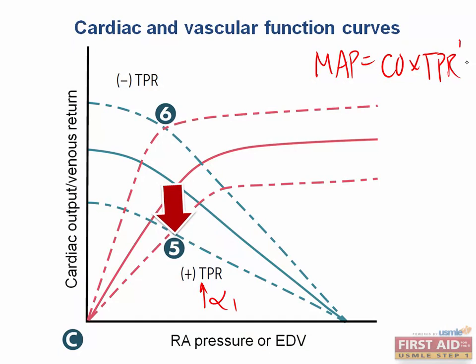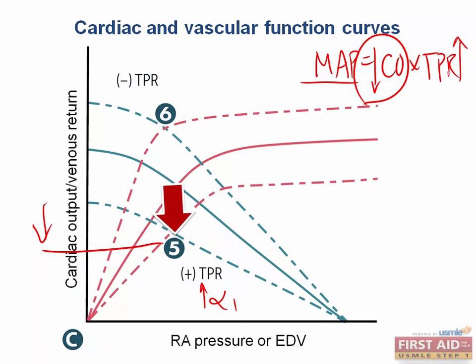Now what's important to know is that if you increase total peripheral resistance, by definition, due to this equation, if you want to maintain mean arterial pressure within a certain range, you have to decrease your cardiac output. And that's exactly what we see happening. We increased our total peripheral resistance, and it shifted down our cardiac output.